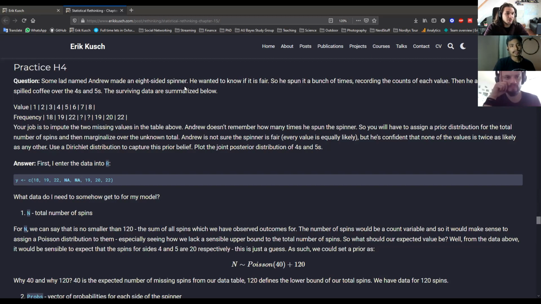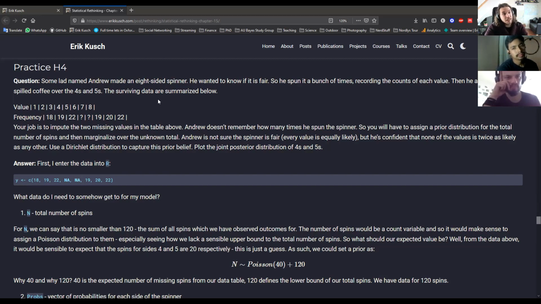So someone called Andrew had an 8-sided spinner, spun it several times, recorded how often each side came up, but then spilled some coffee on his notes. And unfortunately, now he doesn't know how often the sides 4 and 5 came up. And he wants to understand if the spinner could be considered fair or not.